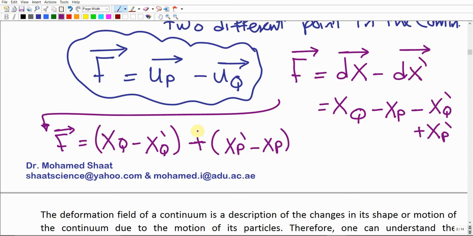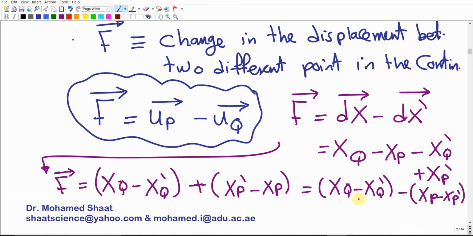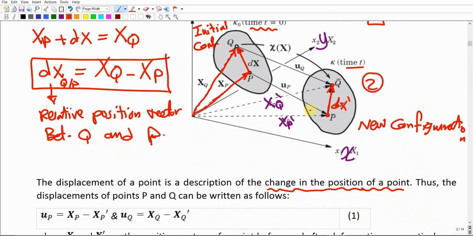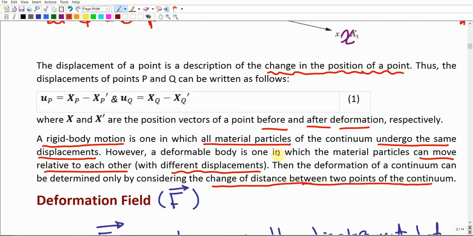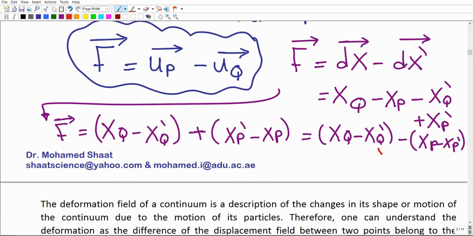I can carry a negative sign outside as a common factor, so this gives us xq negative xq dash, negative the xb negative xb dash. Make sense? Where we simply define that the difference in these two position vectors between the two different configurations gives us ub and uq, right? As we defined here, xb negative xb dash, and xq negative xq dash give us ub and uq.